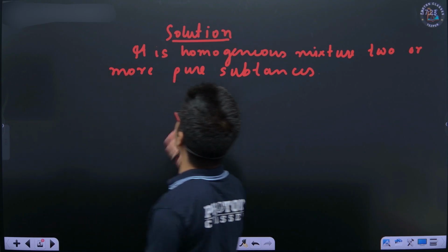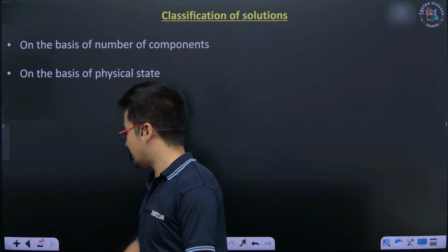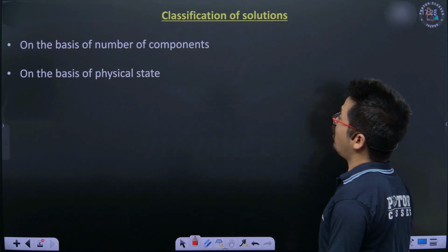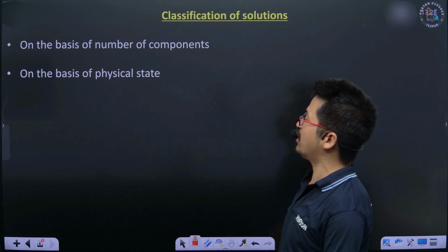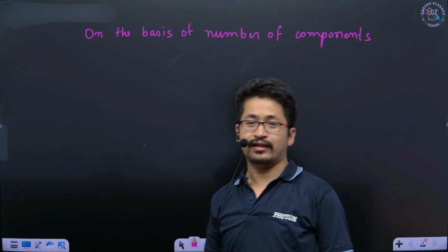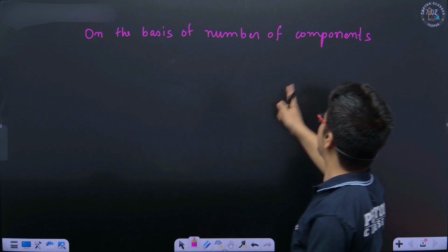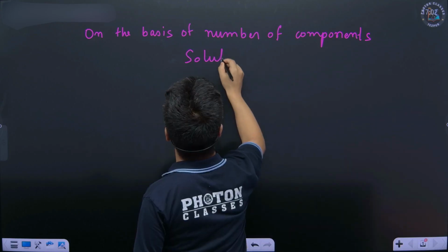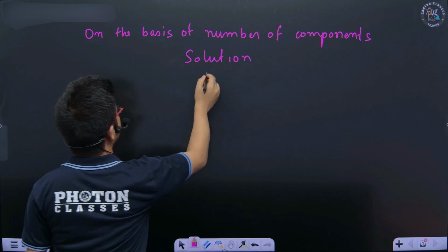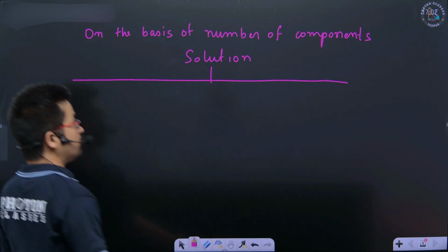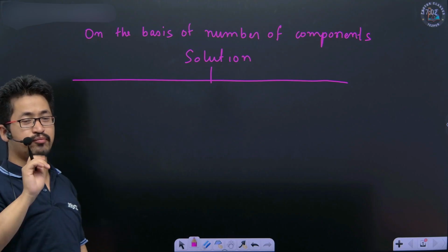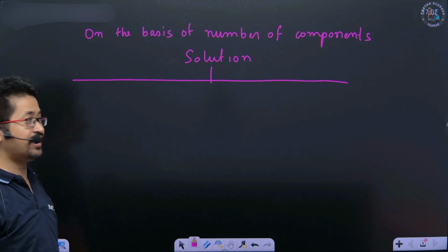Now you know what a solution is, right? So let us go to the classification part. We will first classify the solution on the basis of number of components. As you know, a solution is a homogeneous mixture of two or more components, so there should be a minimum of two pure substances. It cannot be lesser than that.